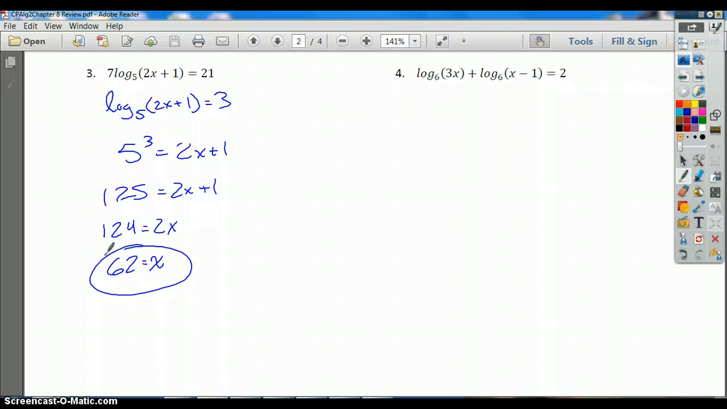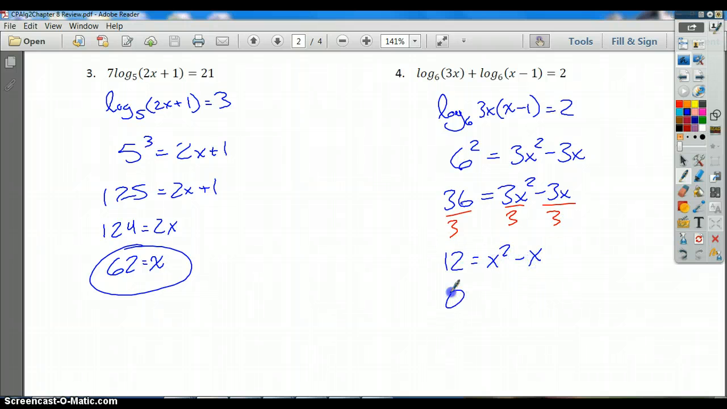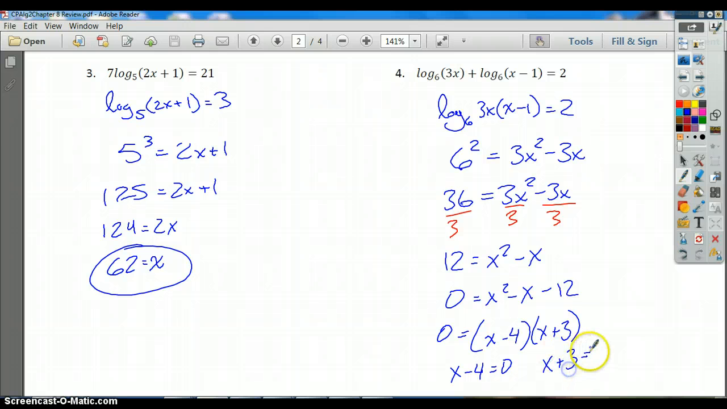All right, let's go through 4 yet. Log base 6. And remember, addition is multiplication, so this is 3x times x minus 1. This is equal to 2. So we're looking at 6 squared equals 3x squared minus 3x. This is 36. I'm going to divide everything by 3 to simplify it, and then I'm going to set it equal to 0. This is 12, x squared minus x, so 0 equals x squared minus x minus 12, x minus 4 times x plus 3. So, when this is all said and done, we're going to get x is 4 and x is negative 3.